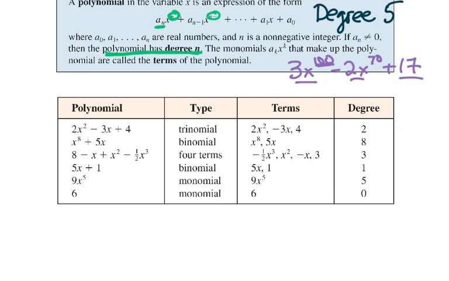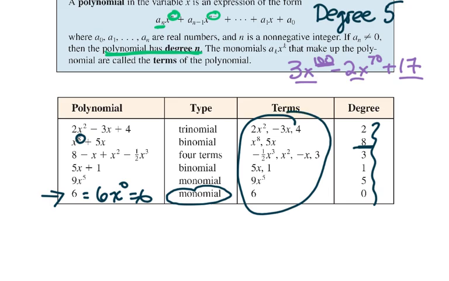The one that people often forget is just a single number like 6. Yes, that's a polynomial, right? It's a monomial, and the degree is 0 because we could write this as 6x to the 0. Because again, your degree is the highest degree, the highest exponent that you have, right? Here is a degree 8 because 8 is the highest exponent that I see. And then each of your individual values here, those are just called terms.